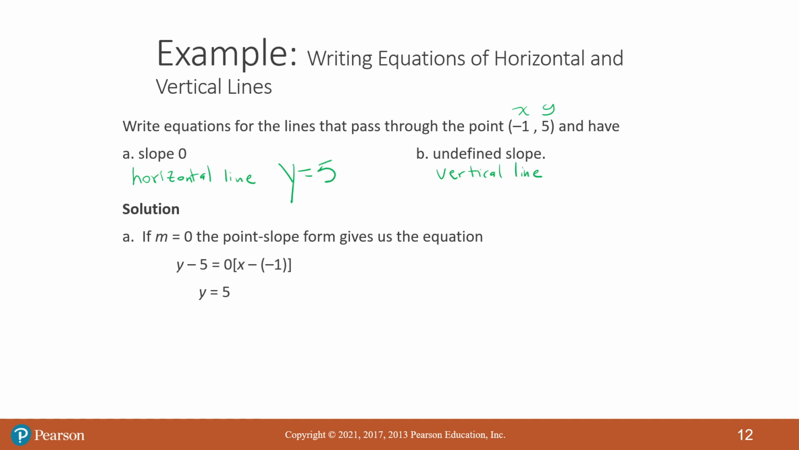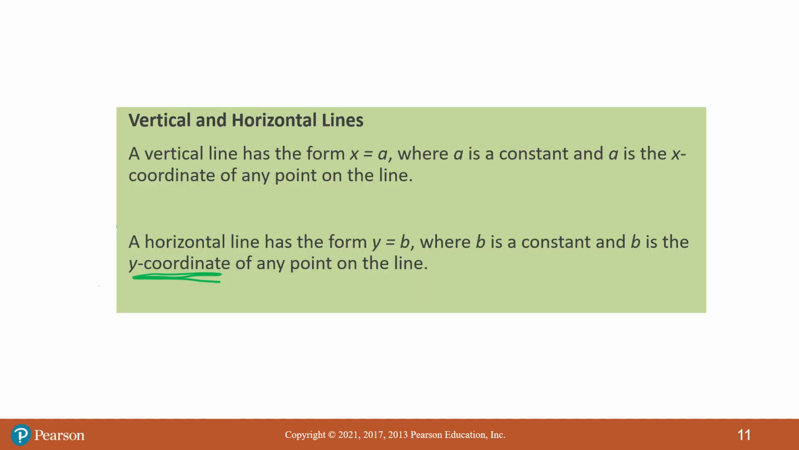Now you can be fancy here and put it in point-slope form if you'd like. y minus 5 equals 0, which is your slope, times x minus x1, which is -1 here. You can solve it out, but 0 times anything zeroes it out, and you wind up having y minus 5 equals 0. If you solve for y, you get that y equals 5. But if you use the definition itself, it tells you that a line with slope 0 is a horizontal line, and the answer is just the y-coordinate of any point on that line.